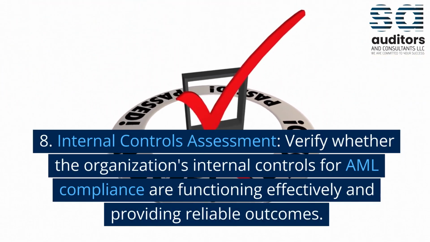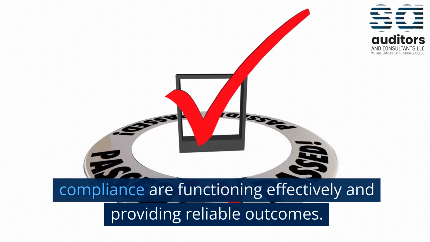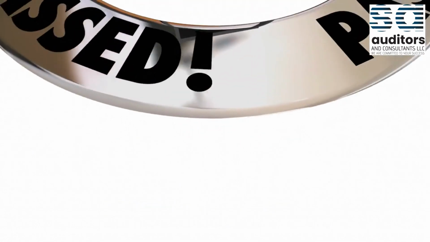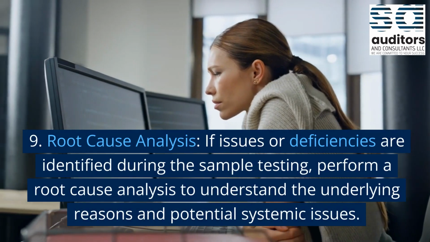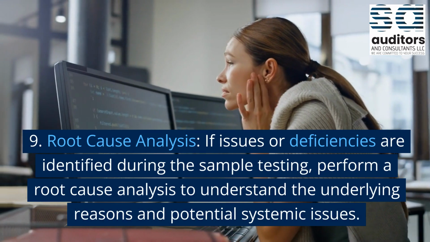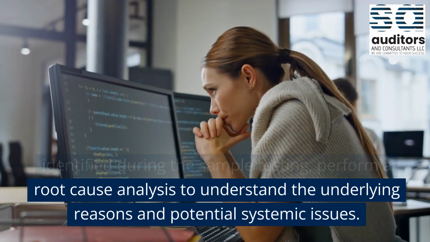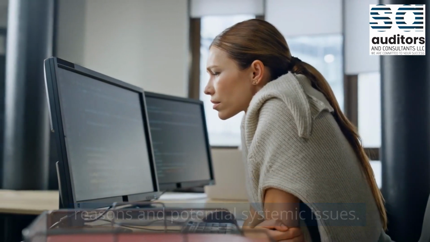8. Internal controls assessment. Verify whether the organization's internal controls for AML compliance are functioning effectively and providing reliable outcomes. 9. Root cause analysis. If issues or deficiencies are identified during the sample testing, perform a root cause analysis to understand the underlying reasons and potential systemic issues.